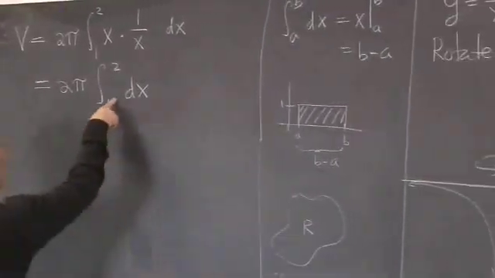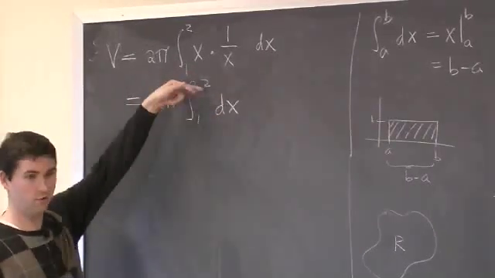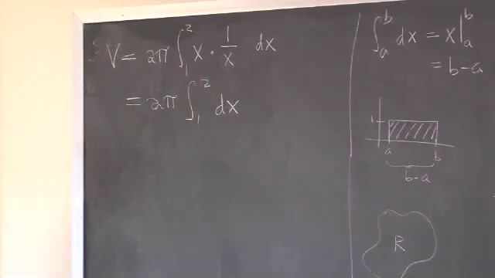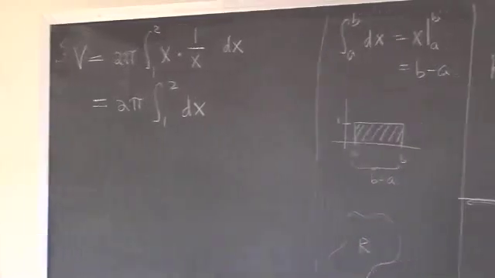So that's nice, because right here we automatically know the integral from 1 to 2 of dx is just 2 minus 1, which is 1. Oh, so remember our function was 1 over x.